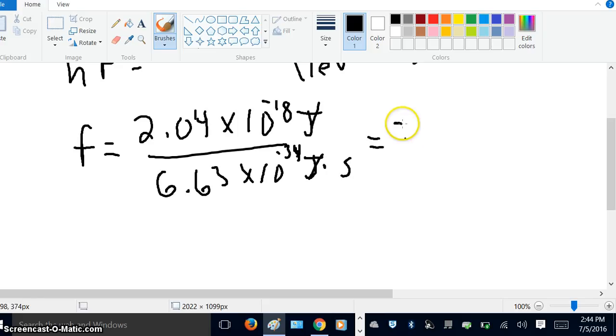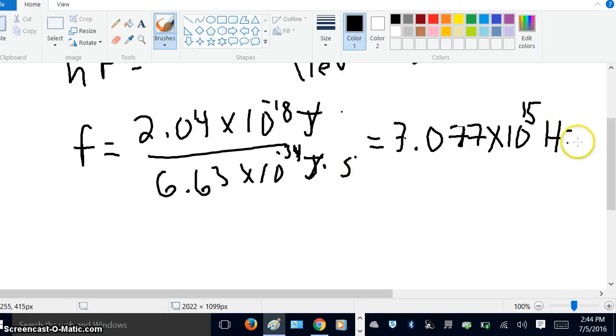All right, and so the answer that I get is 3.077, something like that. It depends on where you round. So 3 times 10 to the 15th. And remember, it's 1 over seconds, so we call that hertz. So that's the frequency.